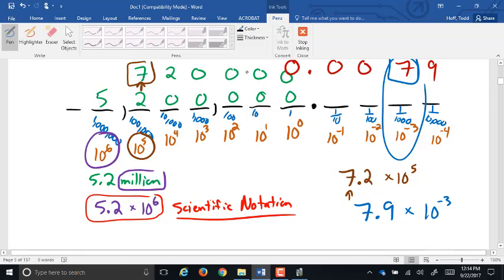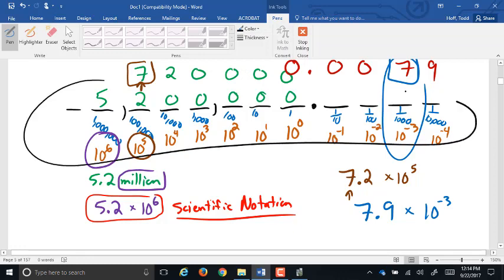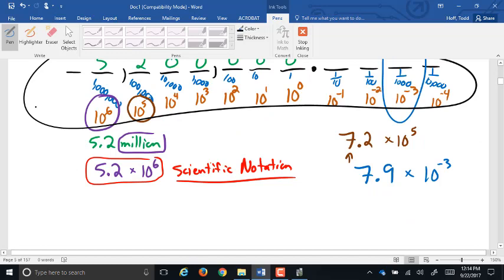Now, you probably don't want to draw out your place values like this and label them every time you convert into scientific notation. So let's take a look at how we can do this shorter.